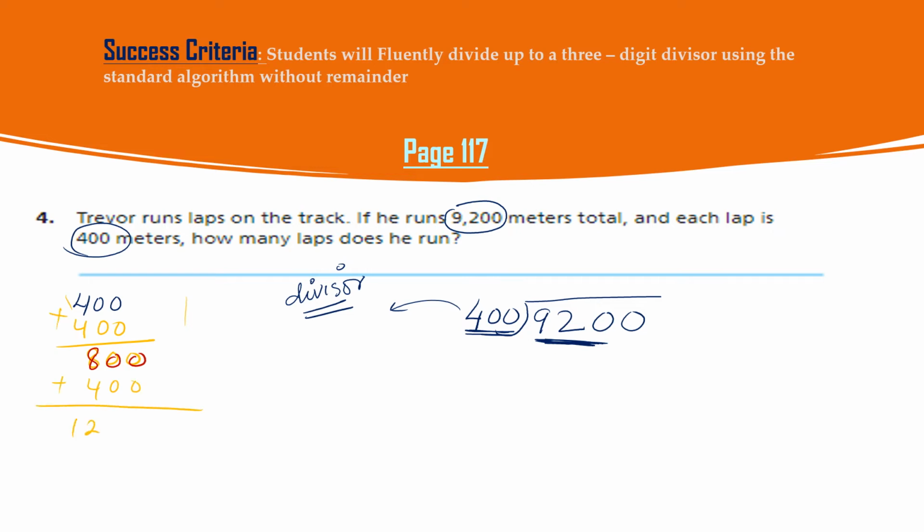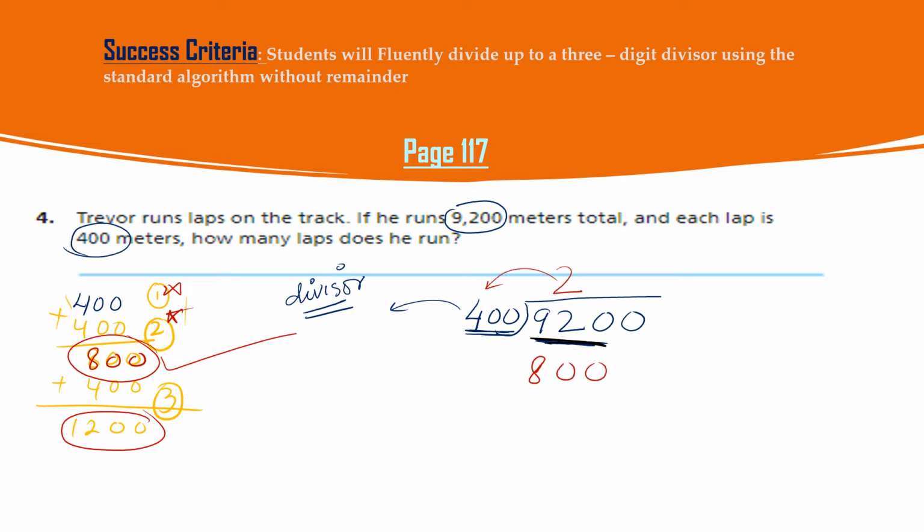It is 1200. Now this 1200 is bigger than 920. So how many times do you add? 1 time, 2 times and 3 times. Let's see here. So 400, this is 920. So are you going to take the bigger number, this, or a smaller number? Of course, I will take the smaller number. How many times? 1 time and 2 times. So I will write on the top 2. 2 times 400 gives me 800.